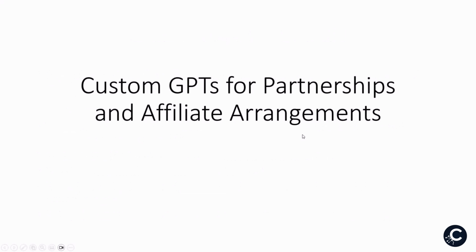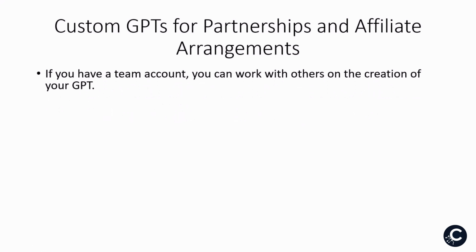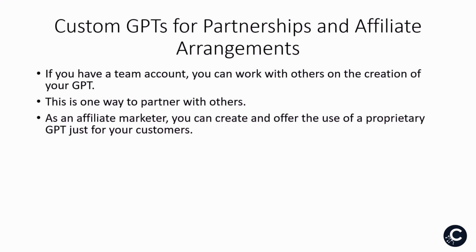And so let's get into using GPTs for partnerships and really affiliate arrangements. I just want to make this brief statement: if you have a team account, you can work with other people on the creation of your GPT. It's one way for you to partner with other people. So that's pretty much all I want to say about partnering. I do want to get into what you're going to do as an affiliate marketer. You can create and offer a proprietary GPT just for your customers. In other words, if people buy through your affiliate link, you create something really special for them inside of a GPT, with a USP in it, that they can't get elsewhere, and they only get it if they buy through your affiliate link, right?